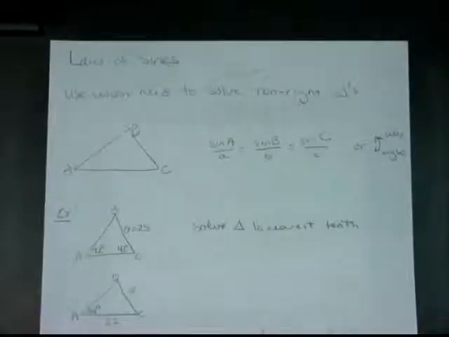Okay, we're going to move out of right triangles. We're going to start talking about what to do if we don't have a right triangle. We still can solve, but one of the ways we're going to solve is we're going to use what's called the law of sines. And this is going to be one of our options when we have a non-right triangle.